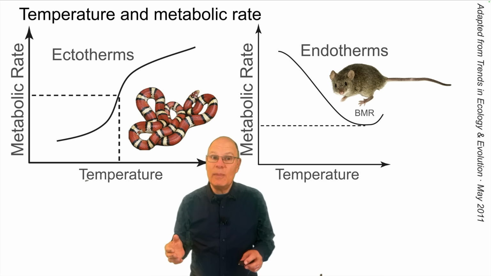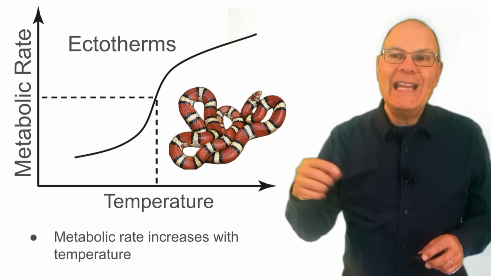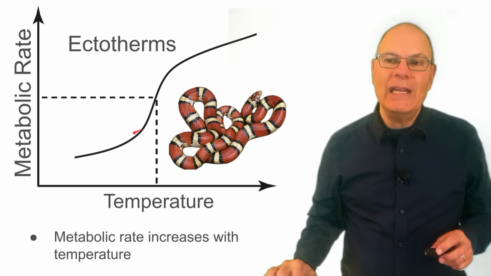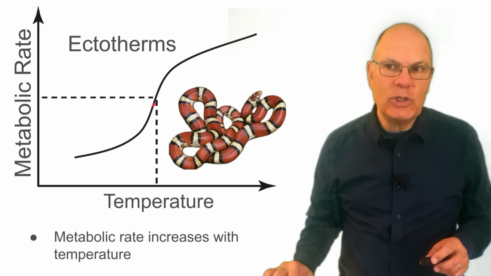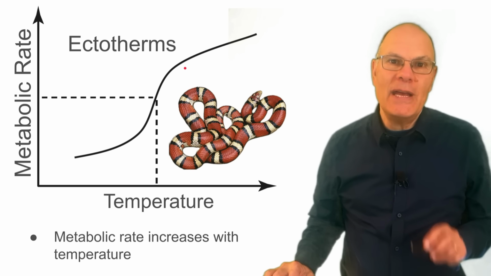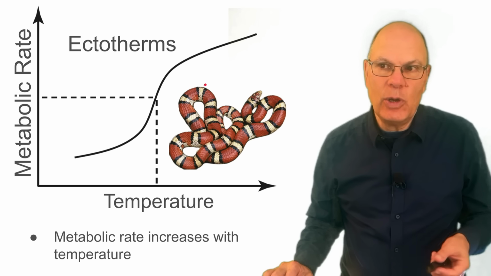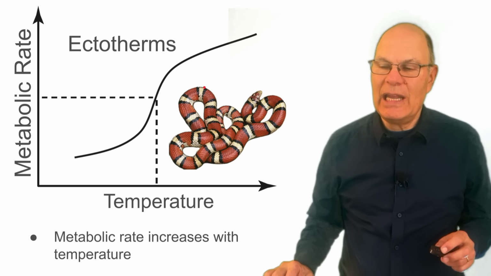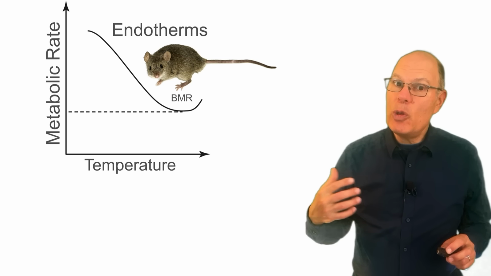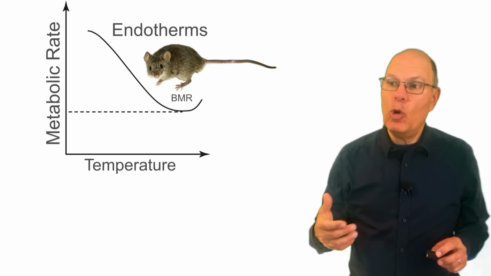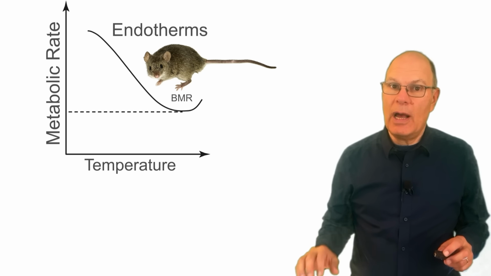What's the relationship between temperature and metabolic rate? In ectotherms, metabolic rate increases with temperature. As the temperature goes up, the metabolic rate goes up in an ectothermic organism like a snake. In an endothermic organism, a mammal or a bird, the relationship is more complex.